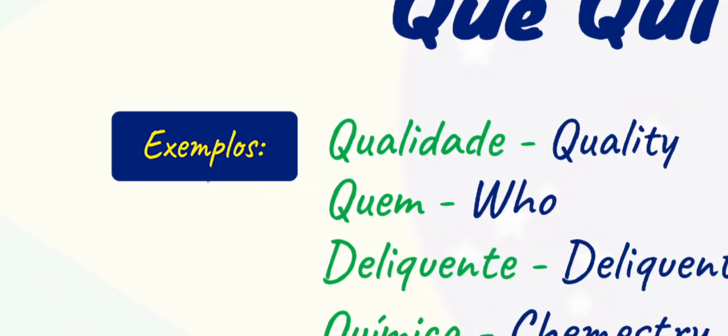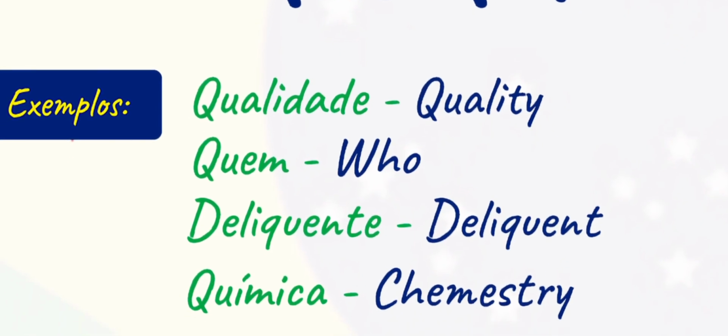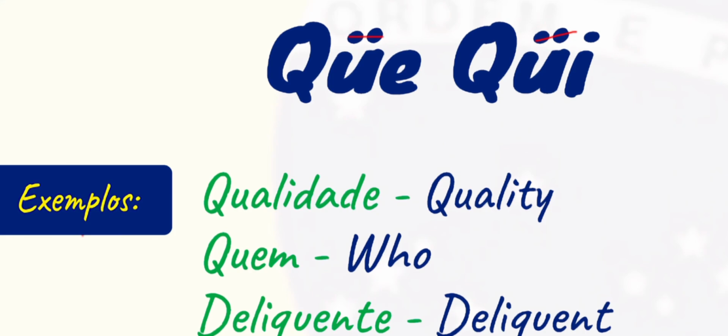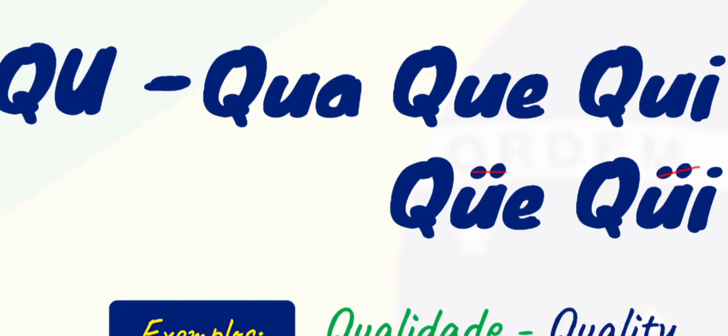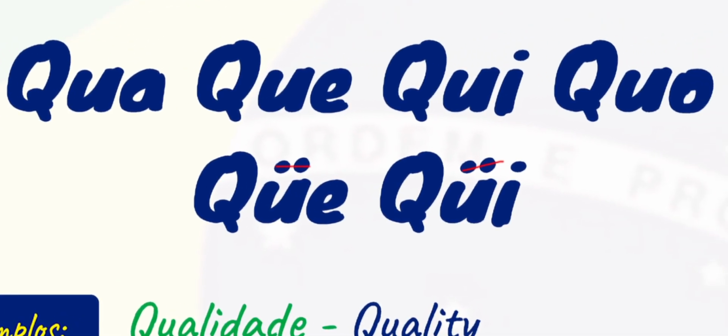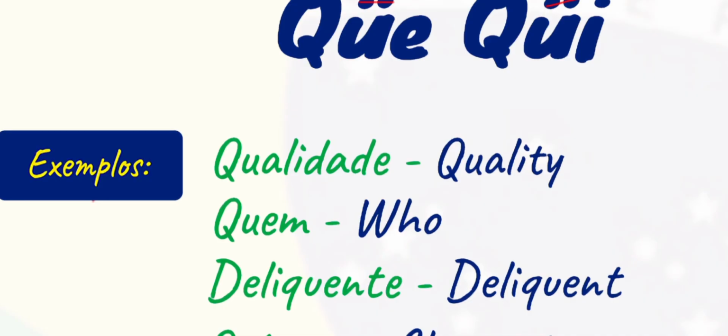So exemplos. We have qualidade, that's quality. Qualidade. We have quem. Remember, que é, ke. We just have qua and quo, but que don't pronounce the U. So quem is who. Quem.